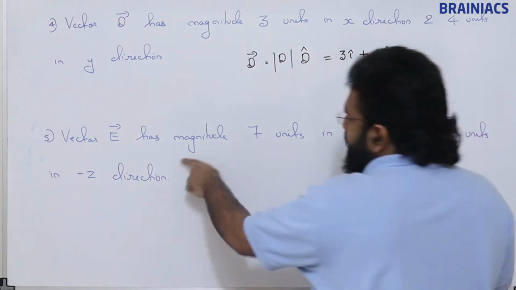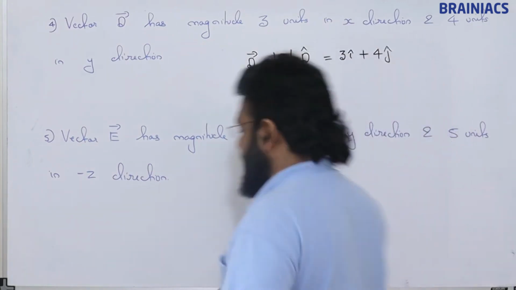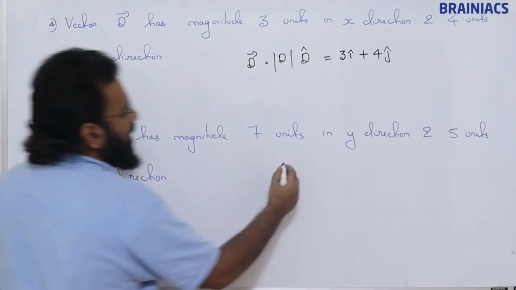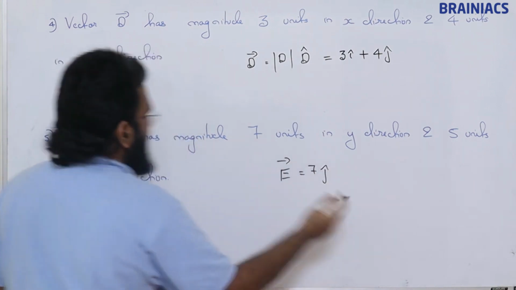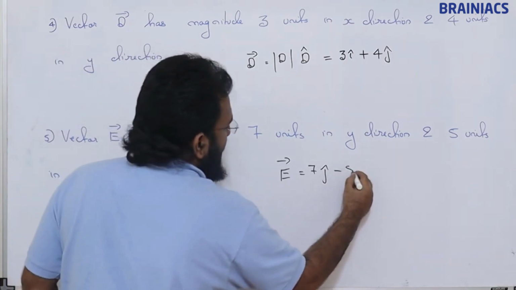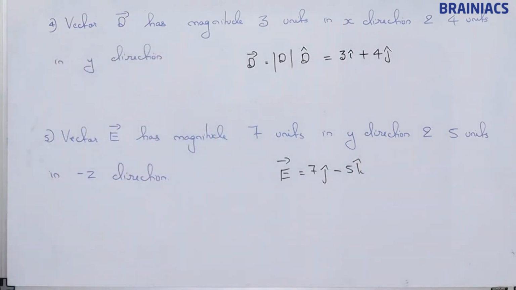Then vector E. Vector E has got magnitude 7 units in y direction. So 7 in y direction, so j, and 5 units in minus z direction, so minus 5k. This is how we can represent vectors: its magnitude in one direction into its unit vector.